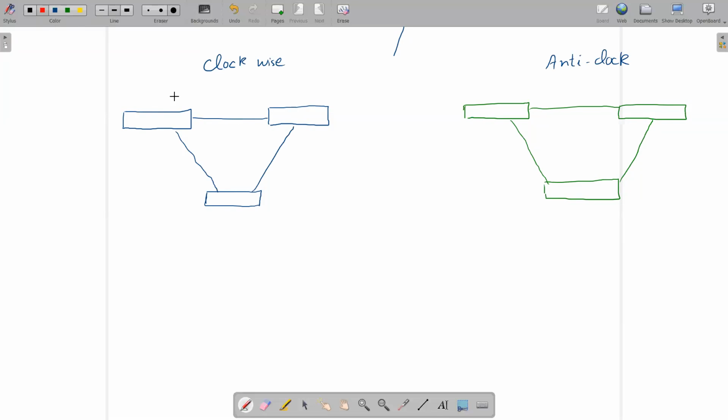I will know one thing, that this switch, switch A, has been elected as our root bridge. The first step we have done. But we need to write the BPDUs. First of all, I will start in the clockwise direction. And remember one thing, the cost of each link is 4. The cost of each link is 4.